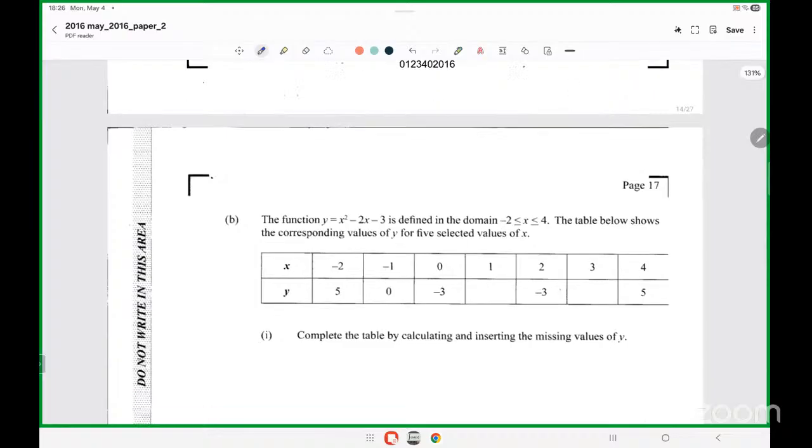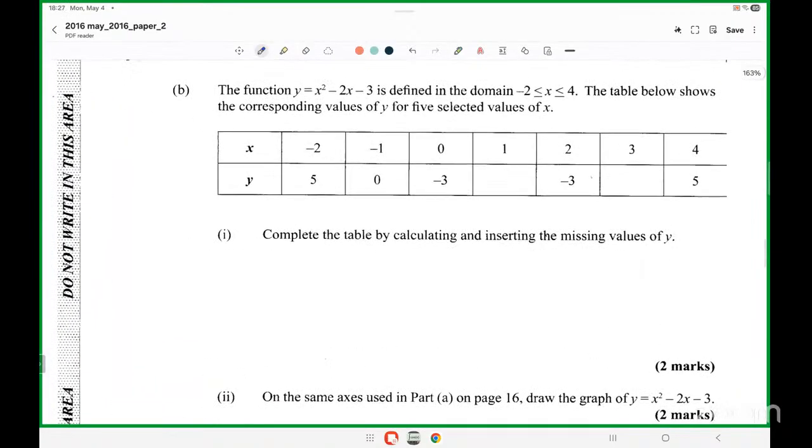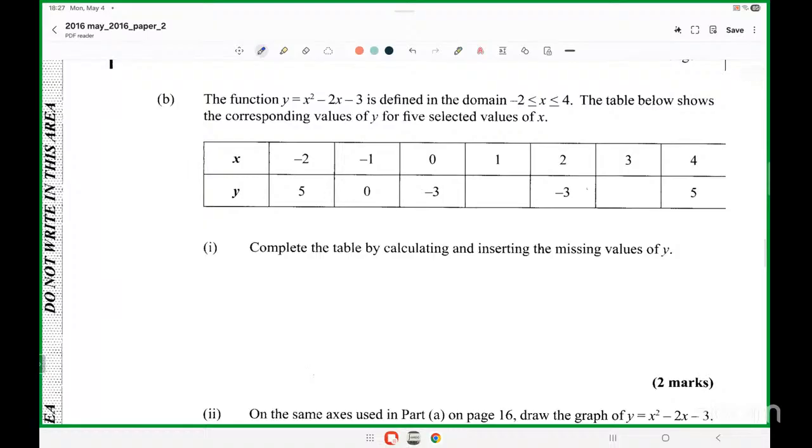All right. Next one. Quadratic. The function x squared minus 2x minus 3 is defined by the domain negative 2 to 4. The table below shows corresponding values of x and y for 5 selected values, and I want to fill these in. Complete it by inserting the missing values. Look for the symmetry. I see 5 out here and a 5 out here. If I come inwards to 0 on one side, it must come inwards to 0 on the other. And if I go inward to negative 3, this value we're going to have to work out.